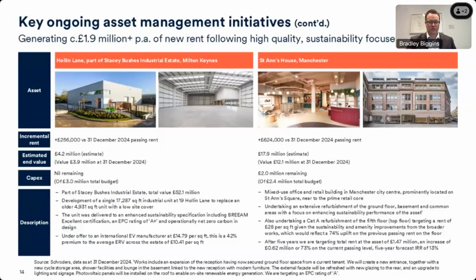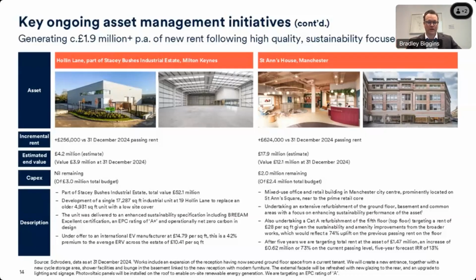A couple more examples. On the left-hand side is Holling Lane, which is part of Stacey Bush's industrial estate in Milton Keynes. So this is part of our largest asset. And the great thing about the multi-let industrial estates is you can make improvements piece by piece and keep the income flowing through other parts of the asset. And what we had here was an old unit. It was 4,900 square feet. It was dilapidated, not up to ESG standards, and was also very low site cover.